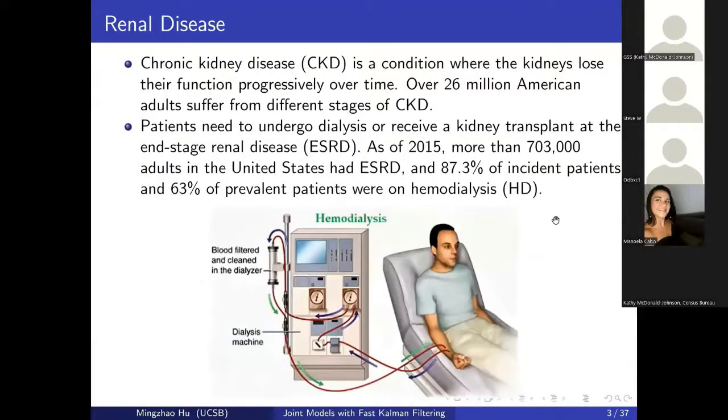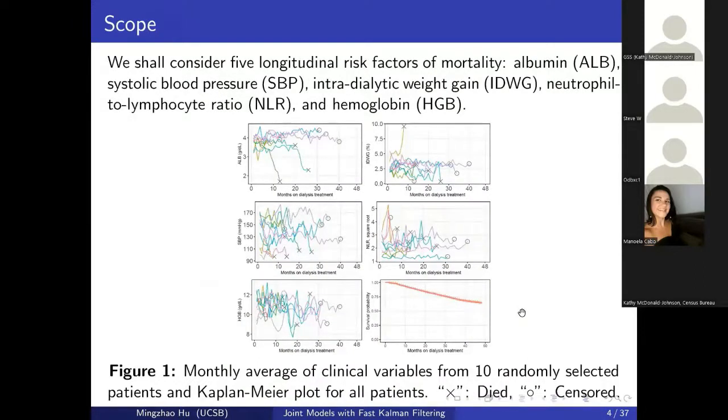Renal disease, also known as chronic kidney disease, is a condition where the kidneys lose their function progressively over time. Over 26 million American adults suffer from different stages of CKD, and when they reach the end stage renal disease, which is also known as ESRD, the patients will need to undergo dialysis, which is a connection between the patient and a machine called the dialyzer. This is actually quite an expensive procedure, and because of the amount of patients affected by ESRD in the United States, this is now one of the top topics in medical research. In our study, we shall consider 5 longitudinal risk factors of mortality, including albumin, systolic blood pressure, intradialytic weight gain, neutrophil to lymphocyte ratio, and hemoglobin.